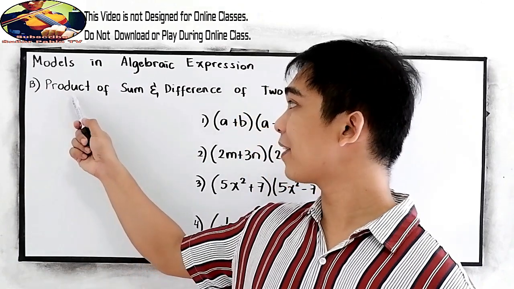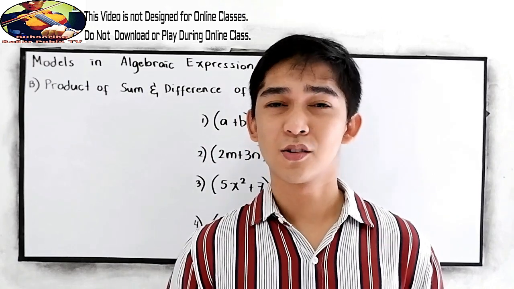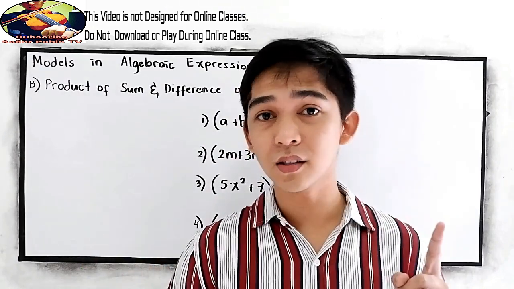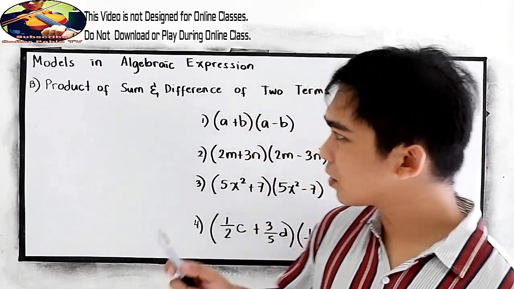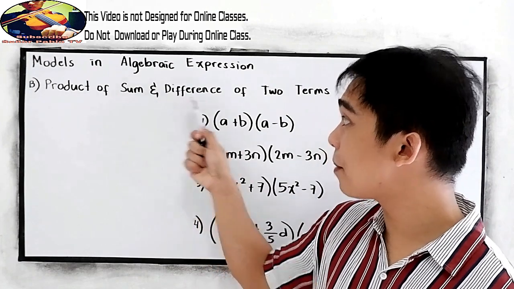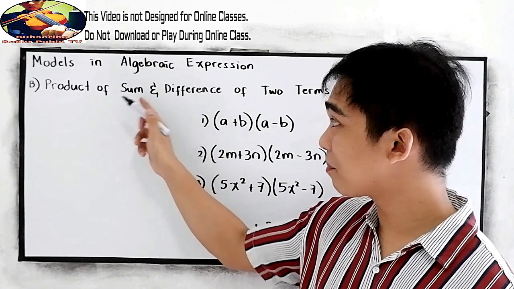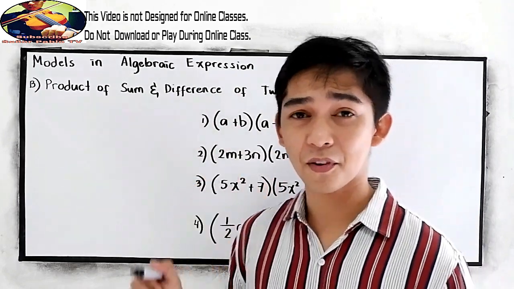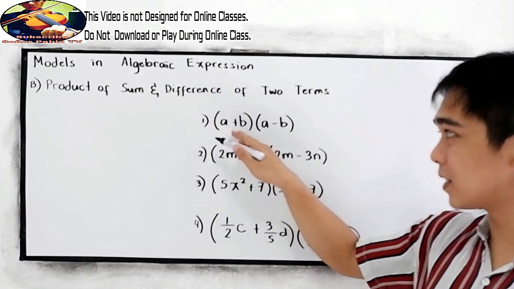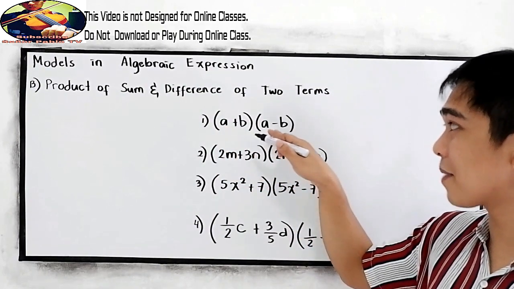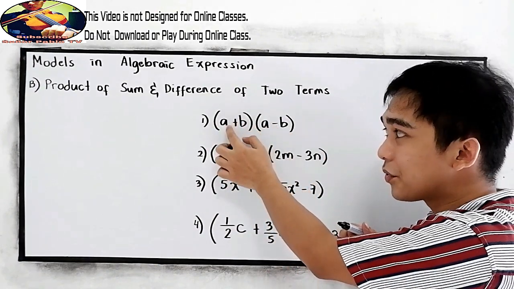This time we have the product of sum and difference of two terms. So make sure that you watch our first lesson, the product of two binomials. Notice in our topic, product of sum and difference of two terms. So sum and difference of two terms. Let's have the following examples. Number 1, quantity a plus b times quantity a minus b. So sum and difference of two terms.